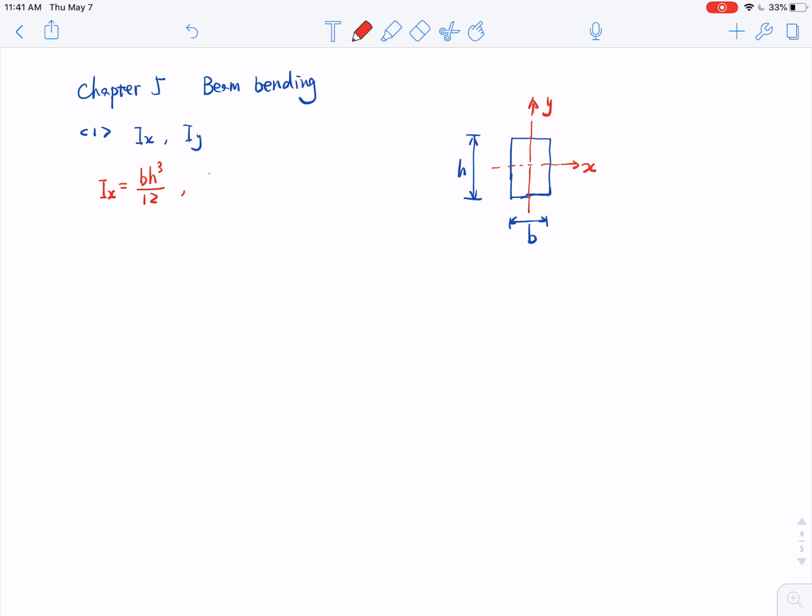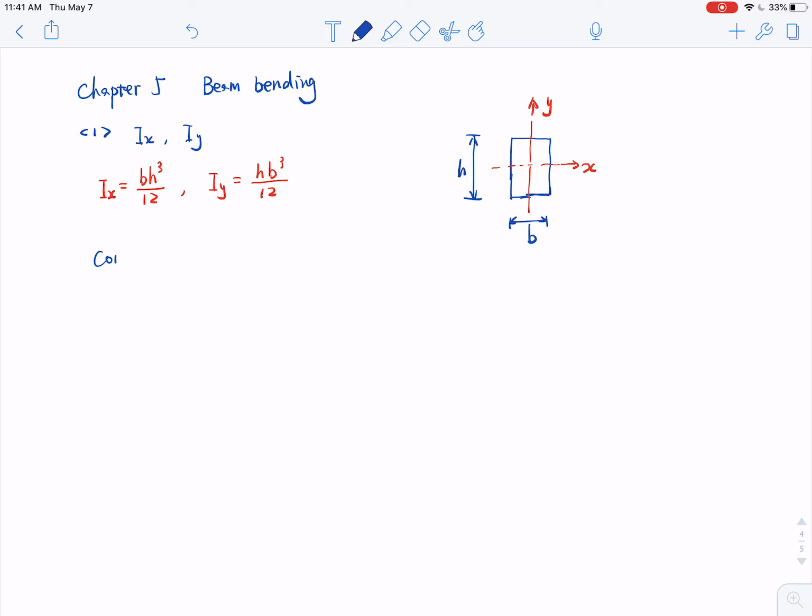Right? Then how about Iy? Moment of inertia with respect to y-axis. How to calculate this? It should be h b cubed over 12. Right? And this is just a simple cross section. And we also need to know how to determine the section properties of composite section, right?